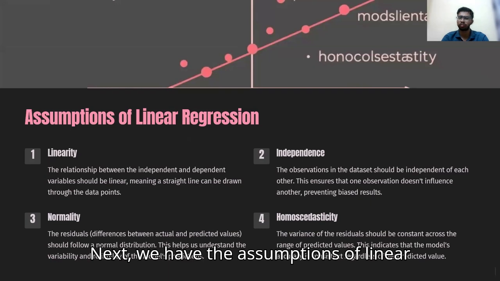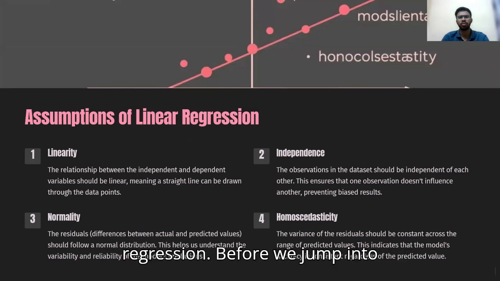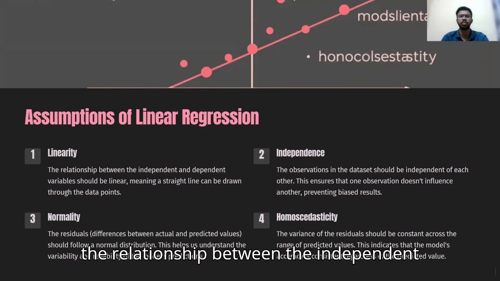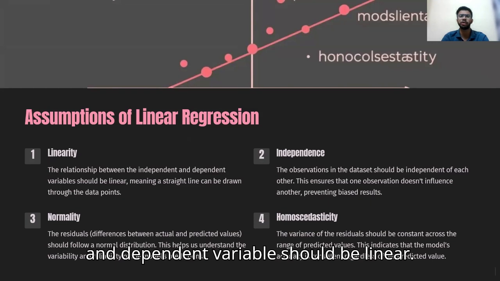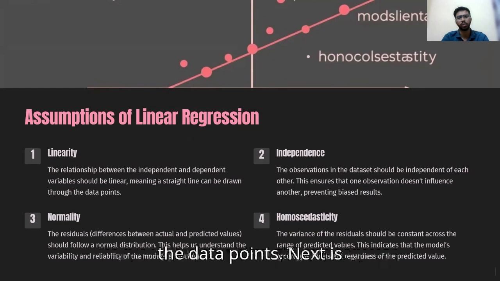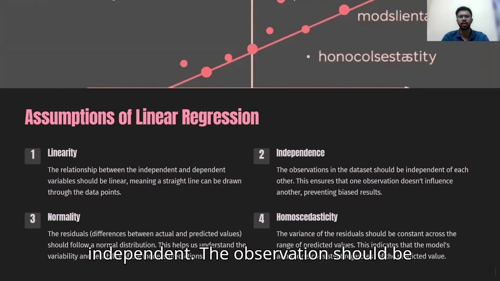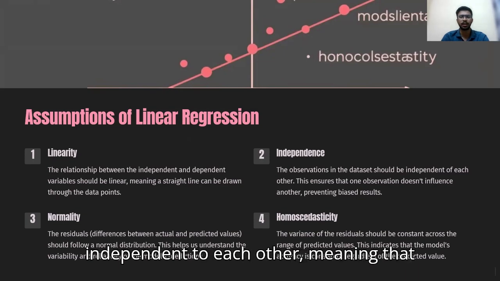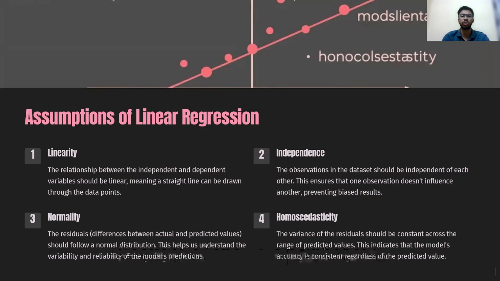Next, we have the assumptions of linear regression. Before we jump into modeling, let's review the assumptions that underpin linear regression. First, there is linearity. This means that the relationship between the independent and dependent variables should be linear. Think of it as a straight line through the data points. Next is independence. The observations should be independent of each other, meaning that the value of one data point shouldn't influence another. Normality is another assumption.